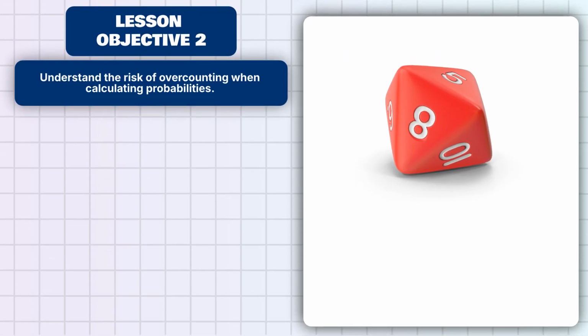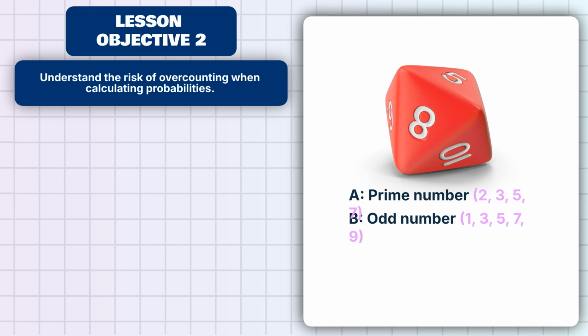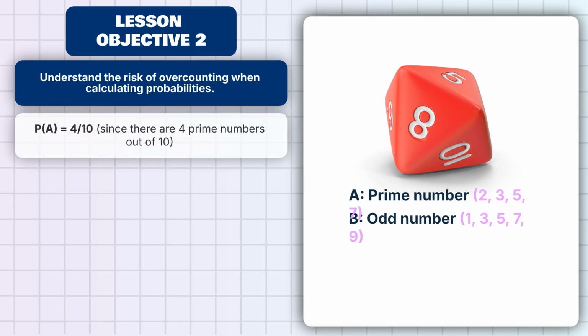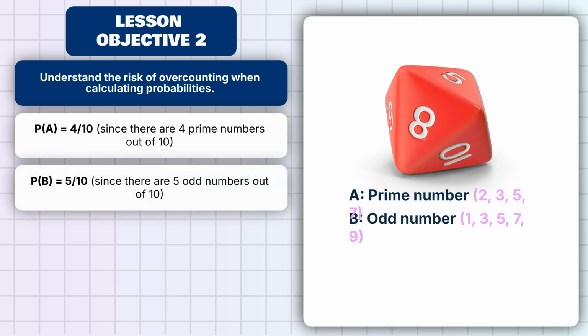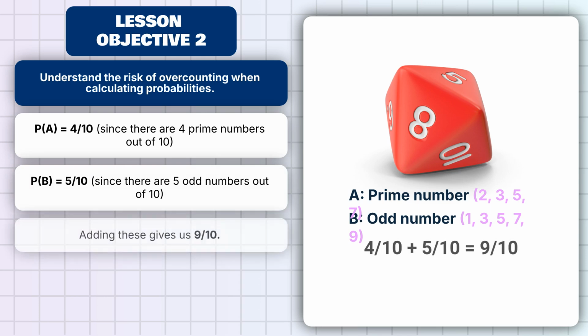Now let's look at an example to see why we can't just add probabilities without adjustments, using our previous events of prime and odd numbers. Start by calculating the probability of event A. This is 4 out of 10, since there are 4 prime numbers out of the possible 10 numbers on the die. The probability of event B is 5 out of 10, as there are 5 odd numbers on the die. Adding these together gives us 4/10 plus 5/10 equals 9/10.